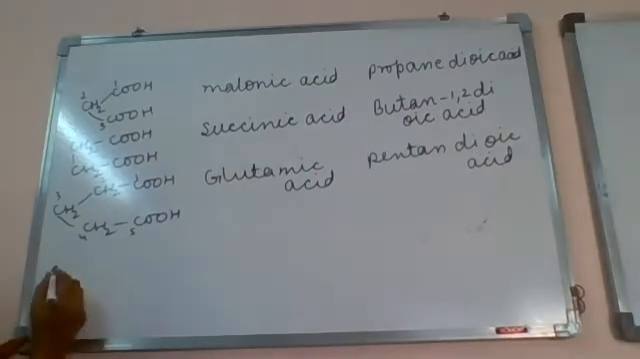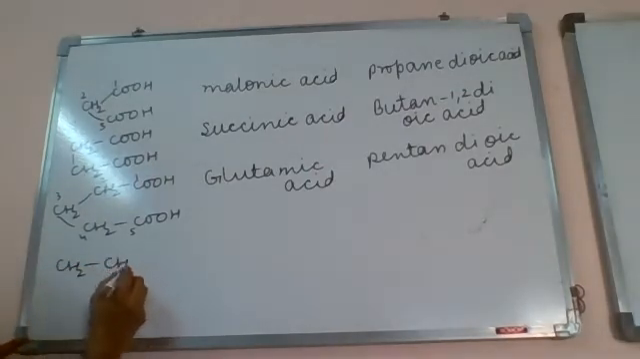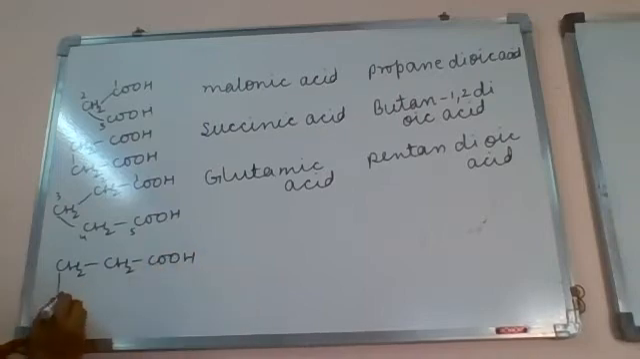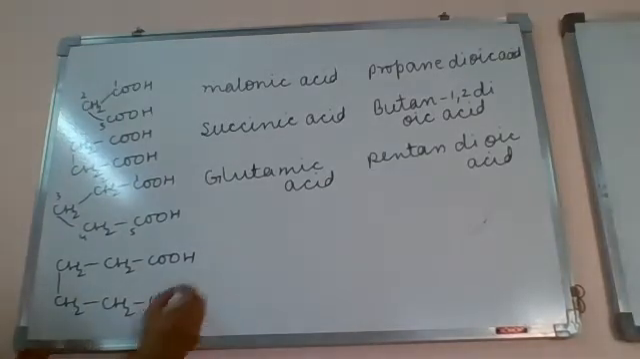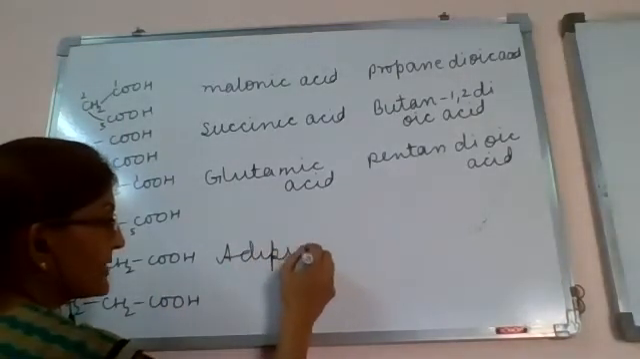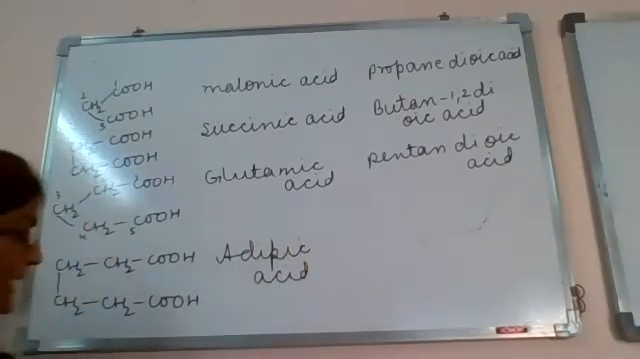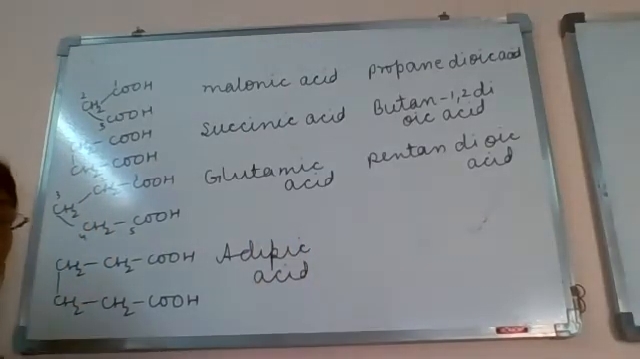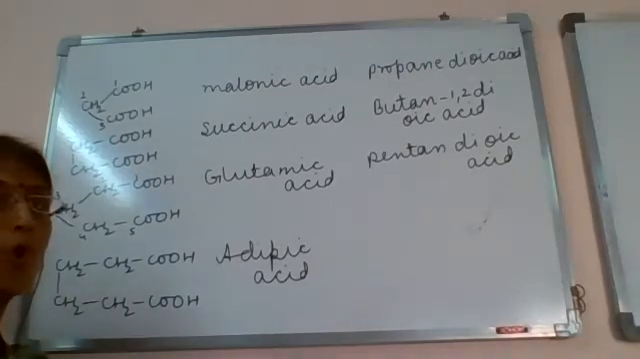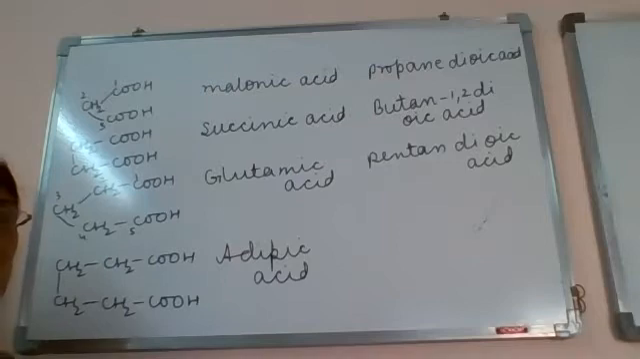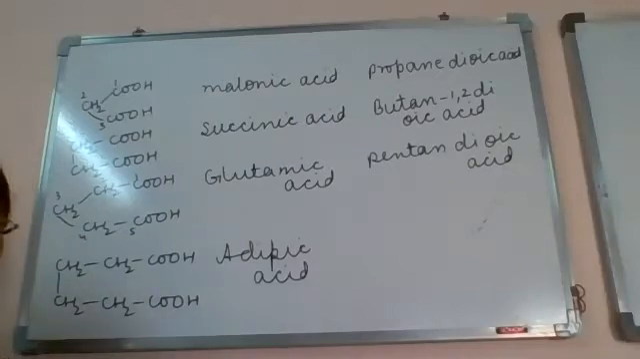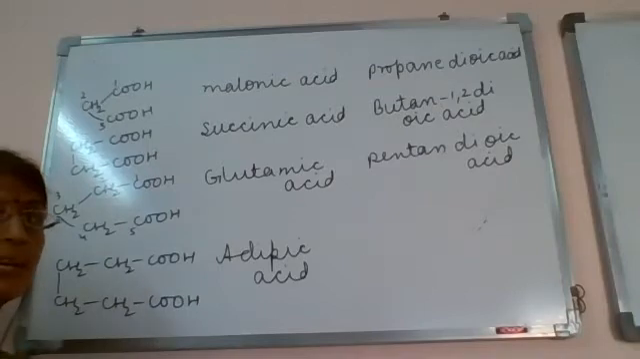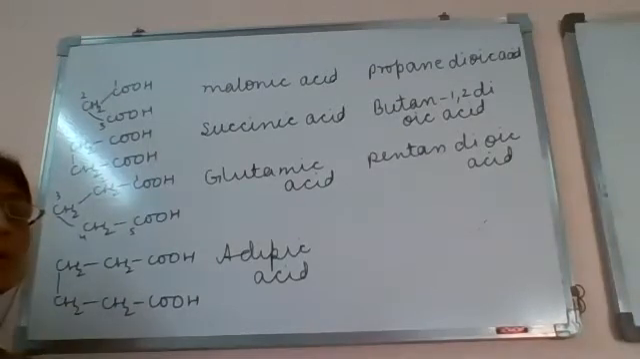Now 6 carbon atoms. CH2, CH2, COOH. इसको बोलते हैं adipic acid. This is called adipic acid. आपके सिलेबस में से पॉलीमर चैप्टर निकल गया है, but this adipic acid is used to form nylon 6,6 polymer. Polymer monomer से form होते हैं. पूरा एक चैप्टर है हमारे 12th स्टैंडर्ड में पॉलीमर. But adipic acid is used in preparation of nylon 6,6.